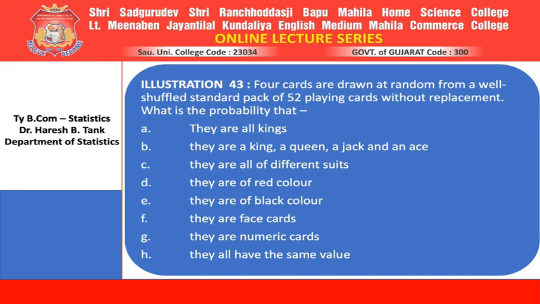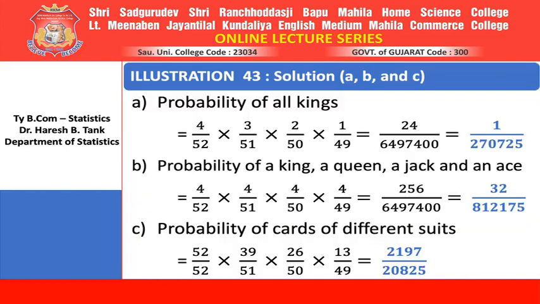They are all kings. Probability of getting all kings. The first king is to be selected. How many kings are there? 4. How many cards are there? 52. So it is 4 by 52. After selecting this, what can be the next? It can be 3 by 51. After that, it is 2 by 50. After that, it would be 1 by 49. Make a product of everything. Simplifying it, it comes to 1 upon 2,70,725. That becomes the probability.